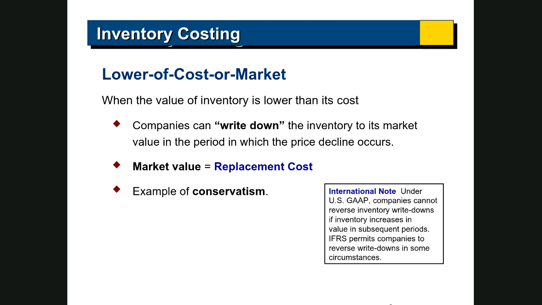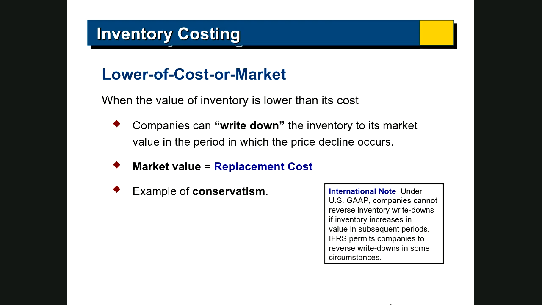So this is the cost and this is the market, right? So you have the cost at 60,000, the market is 55,000. So you have to report the inventory at 55,000, which is the lower of the two. Lower of cost or market. So if the cost is lower, you have to report it at the cost. If the market price is lower, you have to report it at the market price. So your cost is 60,000, market price is 55,000. That means you should report the inventory on the balance sheet at 55.